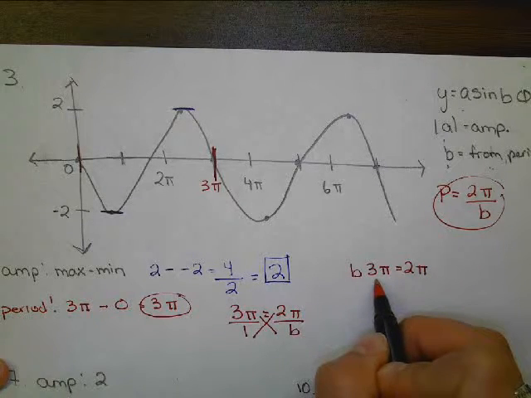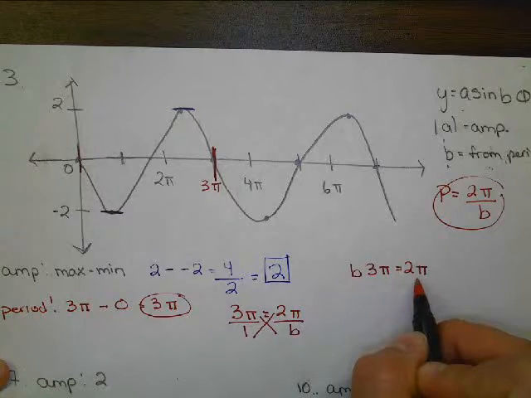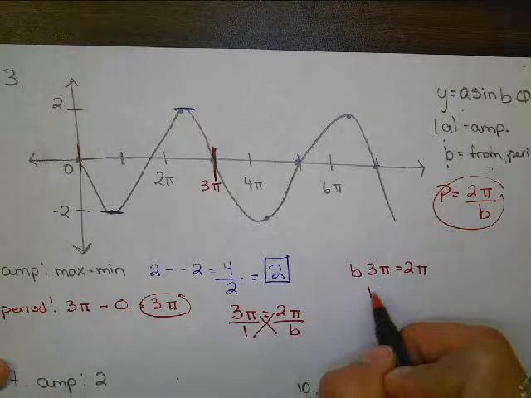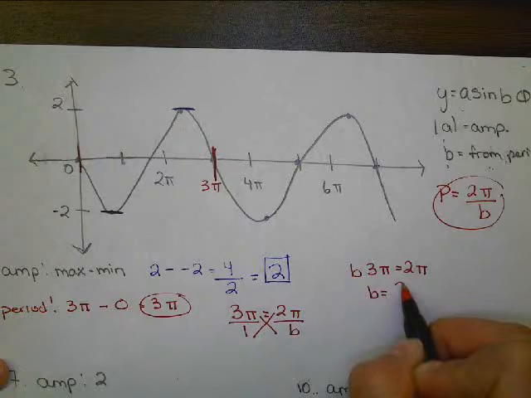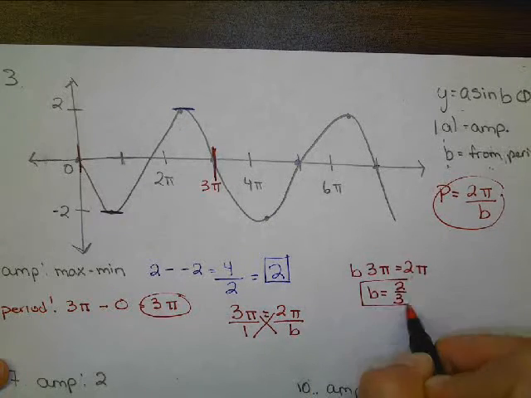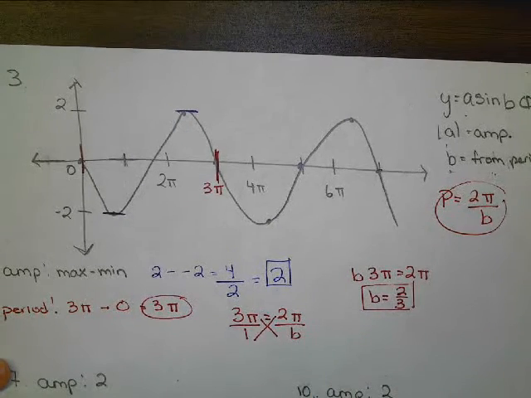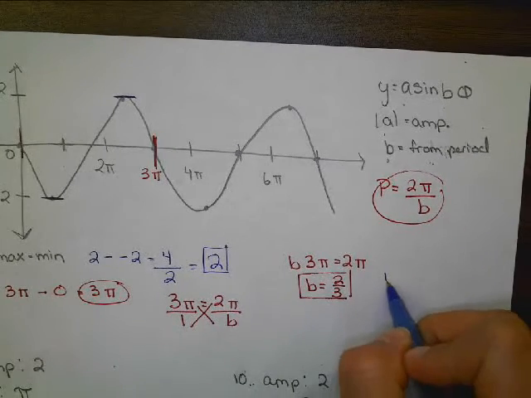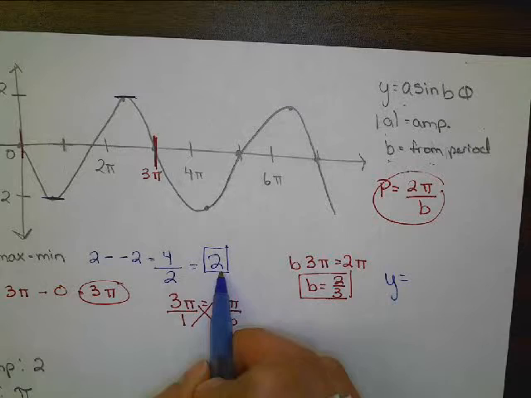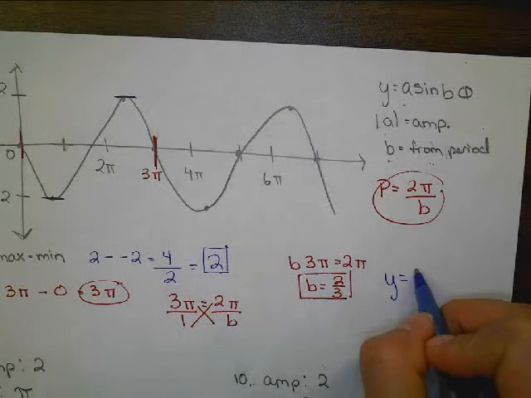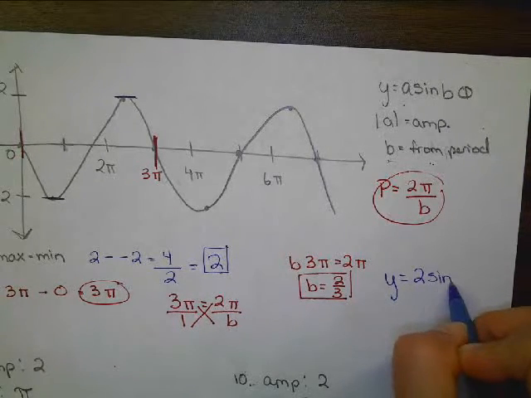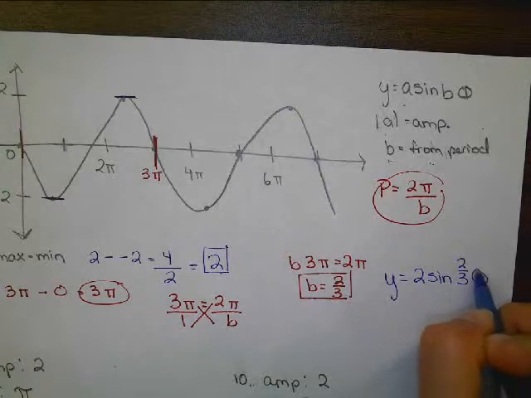To get b by itself, I have to divide this side by 3 pi and this side by 3 pi. So 2 pi divided by 3 pi is just 2/3. So b is 2/3. And now I can write my equation because I have a and b. So my equation is going to be y equals a is 2 sine and b is 2/3 theta.